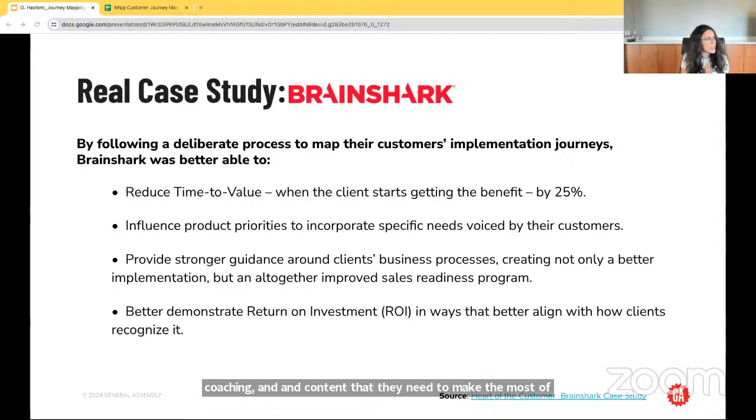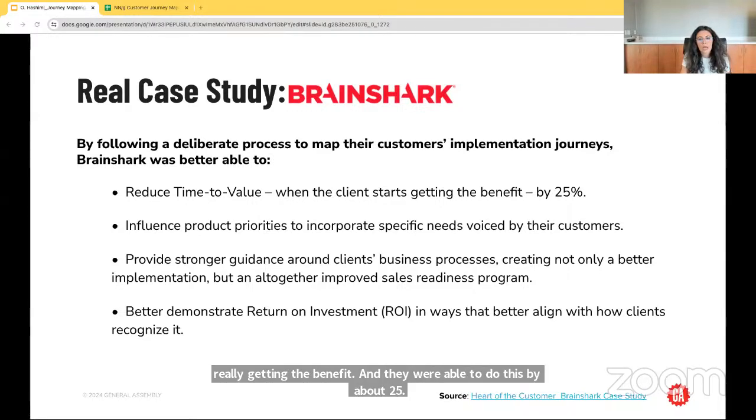They engaged the heart of the customer to map their client's implementation journey. So the time from when the client purchases the software, rolls it out to their sales teams, and then begins fully using the platform. So they mapped out this entire journey, and by following a deliberate process to map their customers' implementation journeys, Brainshark was able to reduce the time to value, which is when the client starts really getting the benefit, by about 25%.